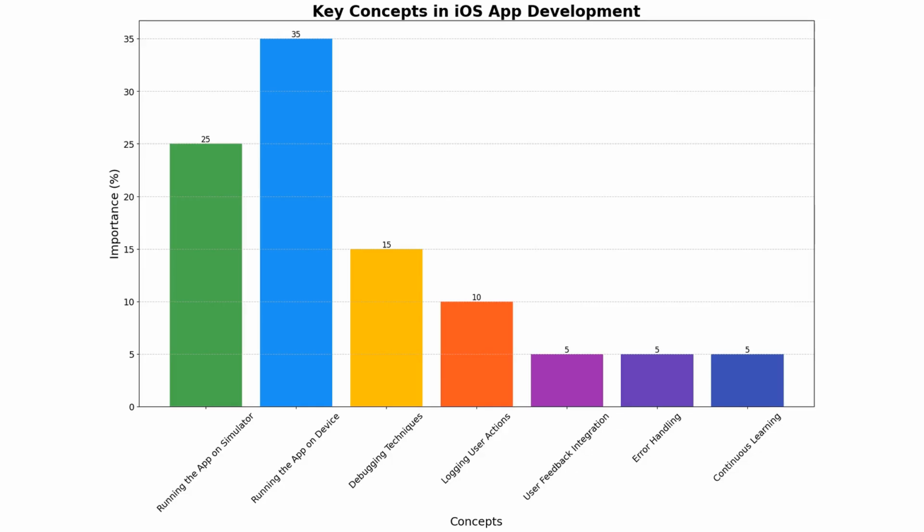From these values, we can conclude that practical execution and observation, like device and simulator testing, take priority. Meanwhile, the diagnostic practices, which include debugging and logging, serve as substantial supports. The smaller allocations for feedback, error handling, and learning underscore that these responsibilities are continuous and should not be neglected, even though they receive fewer immediate resources.